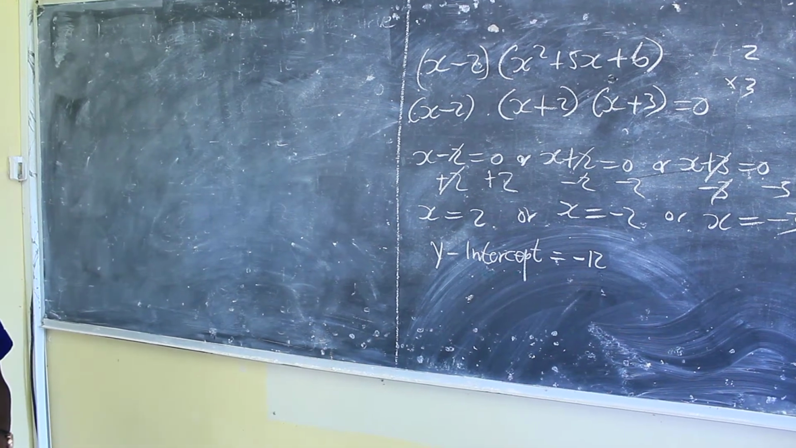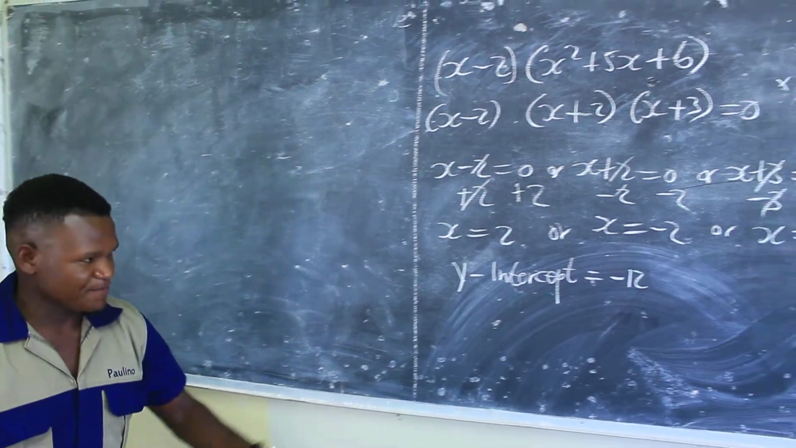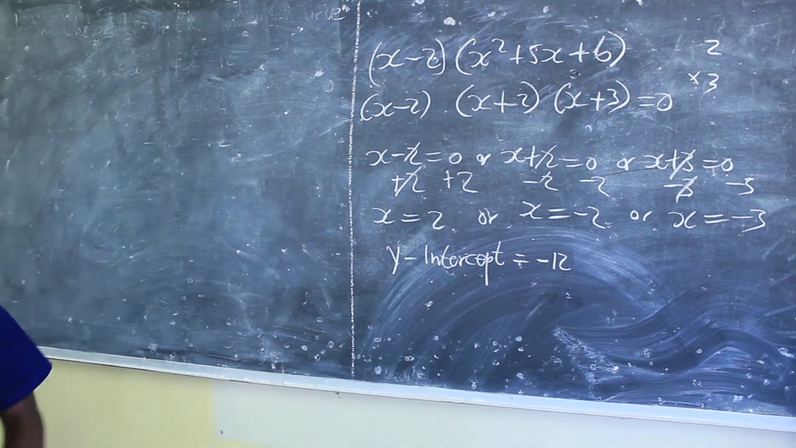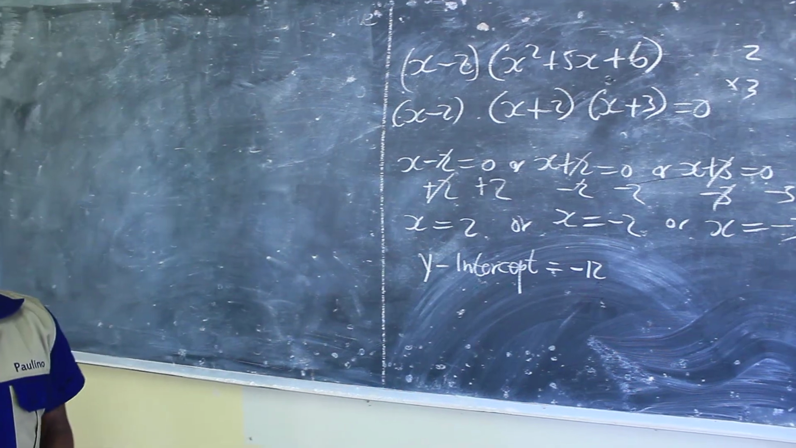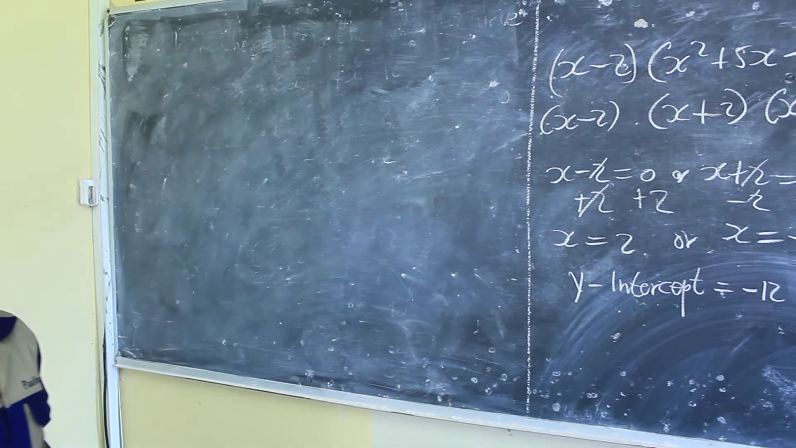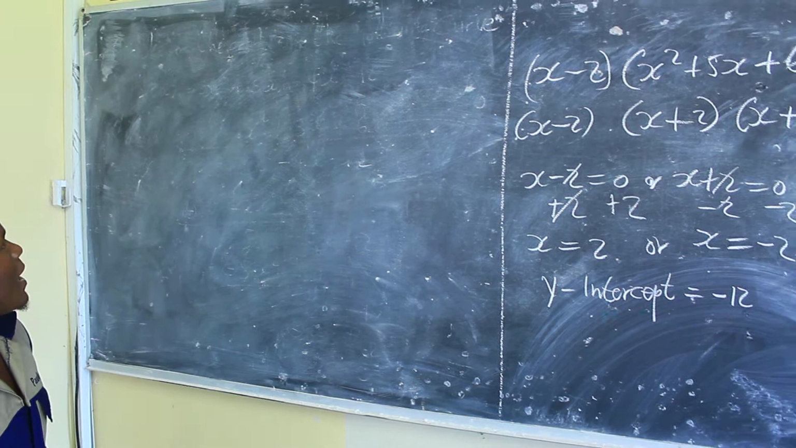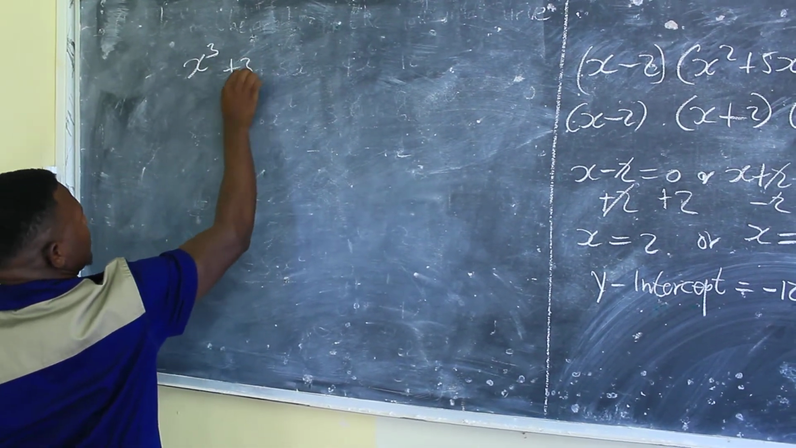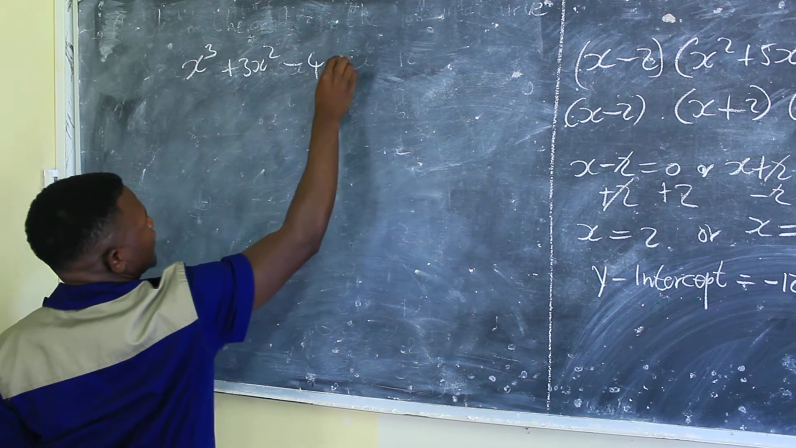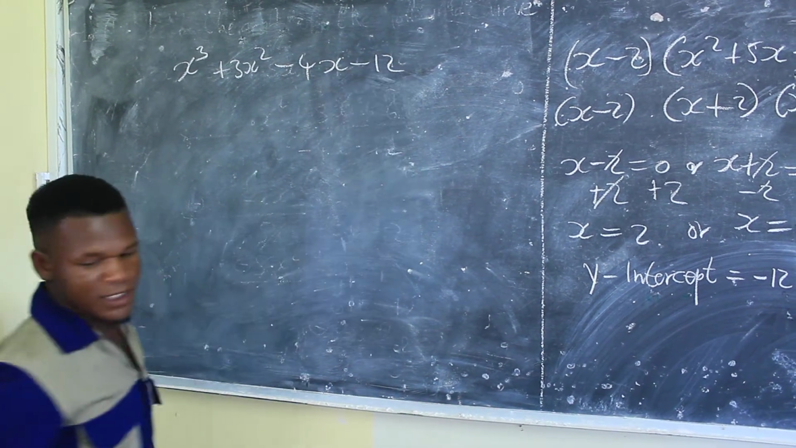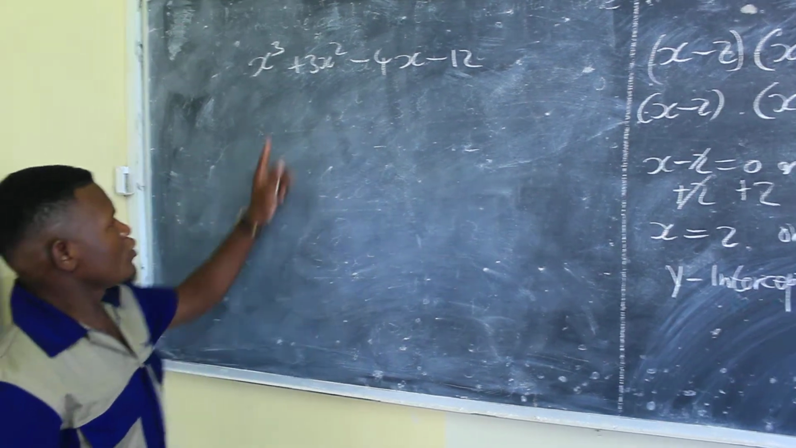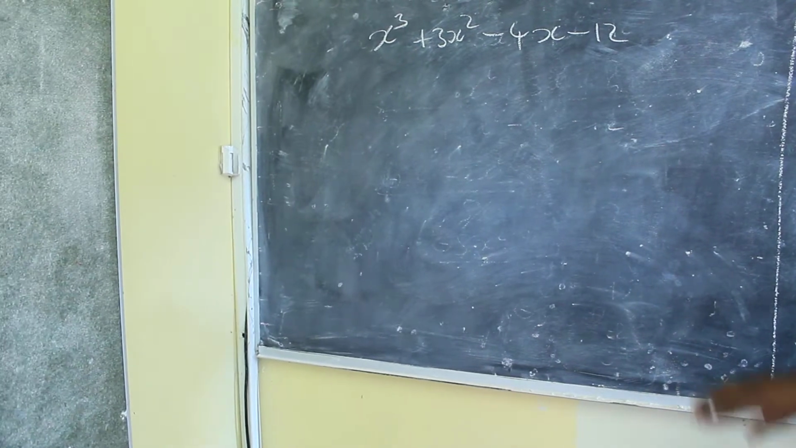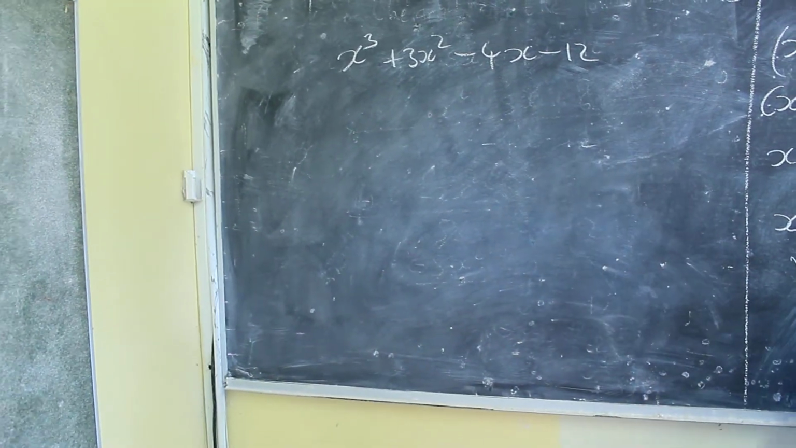Now, what is next is for me to find the turning point. I have my x already here. Now I need to get the turning point. So for me to get the turning point, I should reduce this one, x cubed plus 3x squared minus 4x minus 12, isn't it? Now, to reduce this one, you get the derivative of that one.